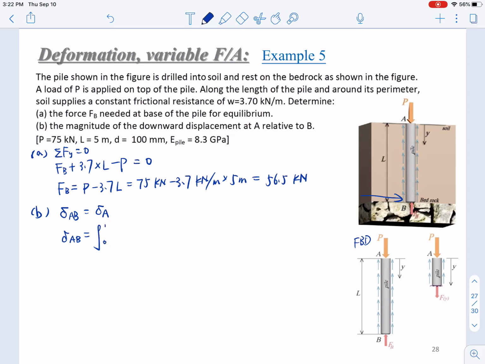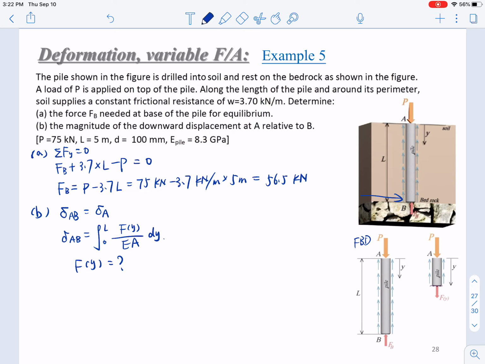equals integral 0 to L Fy over EA dy. Right? So then we will need another free body diagram to figure out what is Fy. This is to determine the distribution function of Fy. Okay, so we're calculating Fy. To do this, we need a free body diagram.